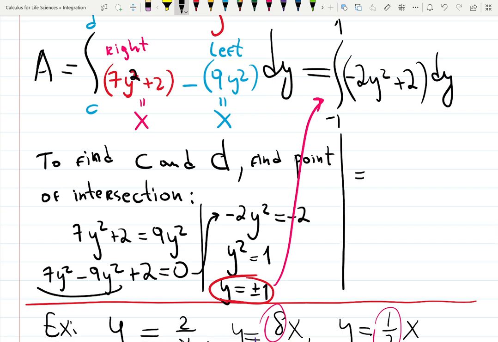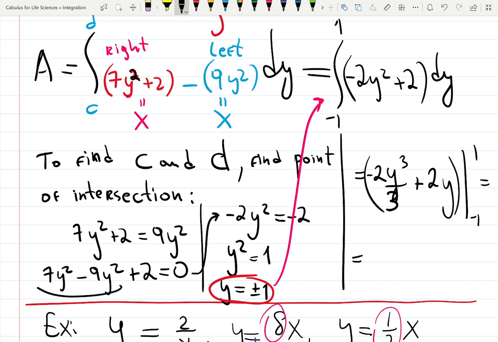The answer will be the integral of minus 2y squared, which gives you minus 2y cube over 3, right? Plus 2 is just the integral of 2, which is 2y. From minus 1 to 1, carefully plug in minus 1 and 1.